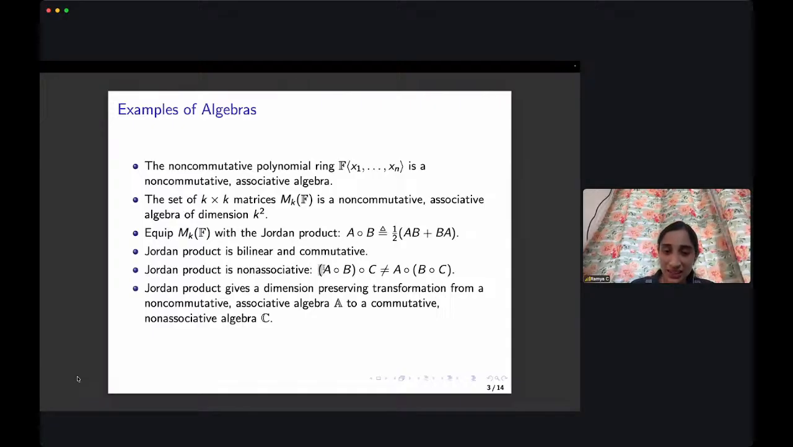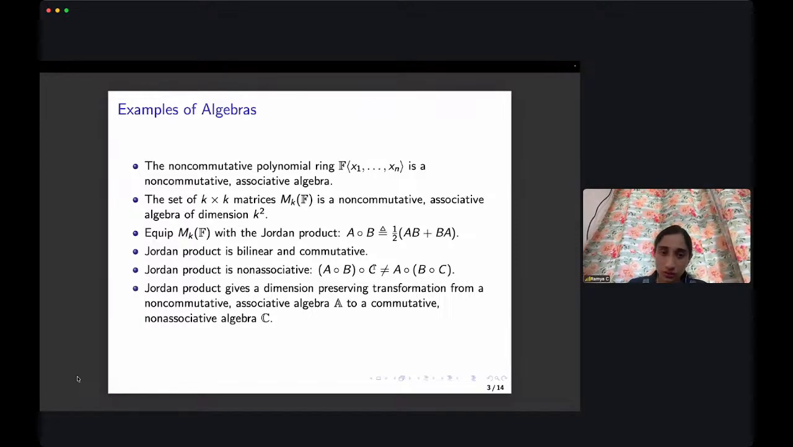So if you take any three matrices A, B, C, the Jordan product is not associative. And this is not hard to see. It just stems from the fact that matrix product is not commutative. So what we have seen is if you start with a non-commutative associative algebra, which is the matrix product, this Jordan product gives you a way to transform this and get another algebra, which is now commutative but non-associative. And the interesting thing about this is this preserves the dimension of the algebra. Right? So here are some examples of algebras which are not associative but commutative.